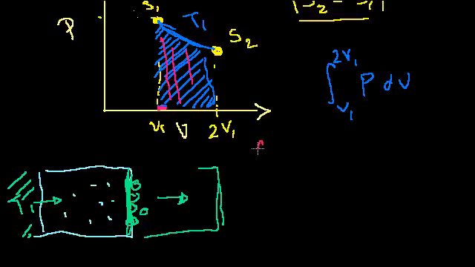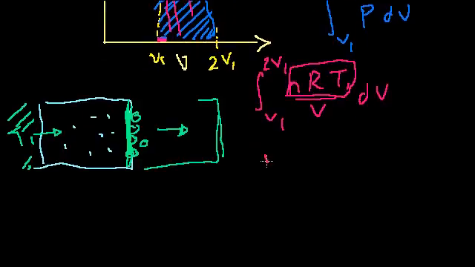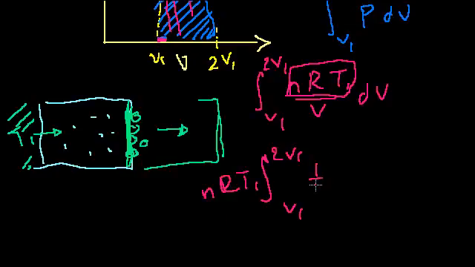So this is equal to the integral from v1 to 2v1. PV equals nRT, right? So P is equal to nRT over V, nRT over V dV. And the T is T1. Now, all of this is happening along an isotherm, so all of these terms are constant. So this is equal to the integral from v1 to 2v1 of nRT1 times 1 over v dV.